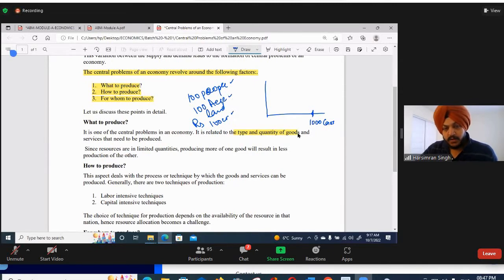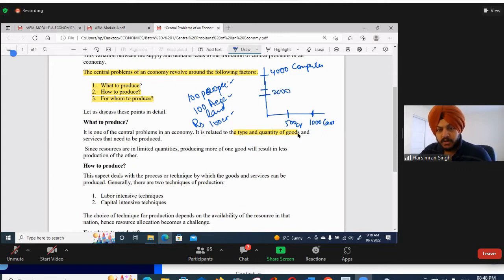But if you stop producing cars and you put these 100 people, 100 acres of land and 100 crores into making computers, you will make 4,000 computers. So either you can make 1,000 cars and 0 computers, or 4,000 computers and 0 cars. But suppose I want, let us say, 500 cars. If I produce 500 cars, then I will produce only 2,000 computers.